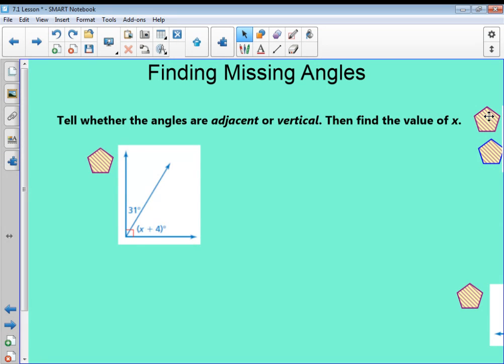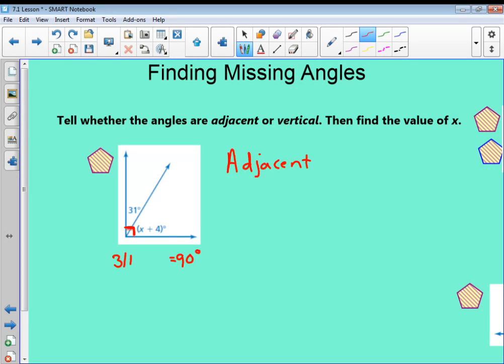Okay, so here, looks like I have two angles side by side, so they're adjacent again. Now, on this one, I have to understand that this box means 90 degrees. So we know that this equals 90 degrees. I'm going to write out in the front half of this what I see. I see a 31 plus an x plus a 4. That equals 90. So now I'm going to combine like terms, which 31 and 4 are like terms. So that's 35 plus x equals 90.